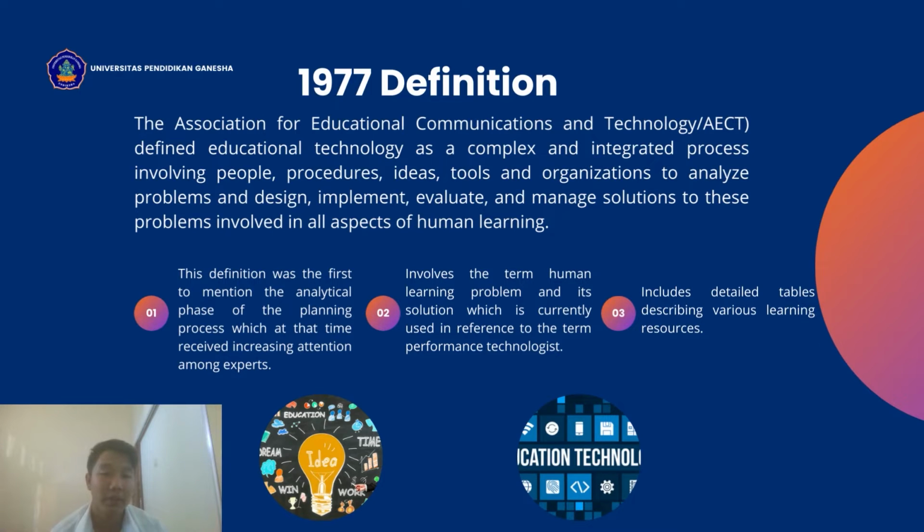Okay, in the 1977 definitions, the Association for Educational Communications and Technology, or AECT, defined educational technology as a complex and integrated process involving people, procedures, ideas, devices, and organization to analyze problems and design, implement, evaluate, and manage solutions to these problems, involved in all aspects of human learning. This definition was the first to mention an analytical phase of the planning process, which at the time received increased attention among experts. It also involves the term human learning problem and solution, which is currently referred to as performance technology, and includes a table describing various learning resources.